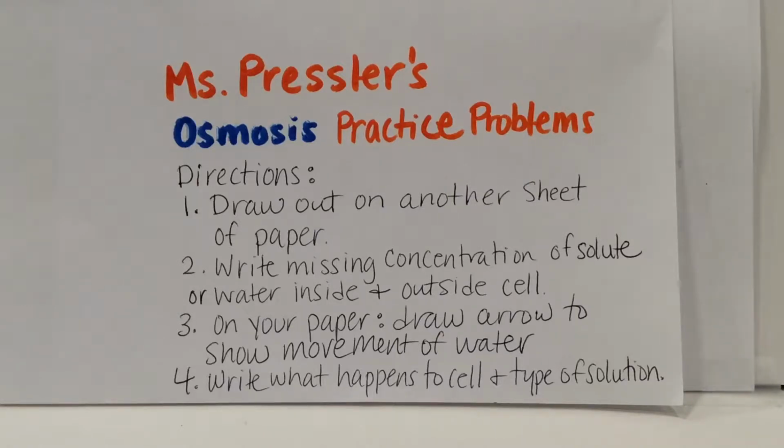Let's take a look at Ms. Pressler's osmosis practice problems. Here are the instructions. You're going to take a look at each picture that comes up. You'll draw it out on another sheet of paper. You will write in the missing concentration of the solute or the water inside and outside of the cell.